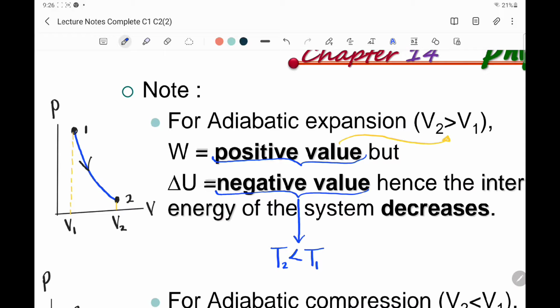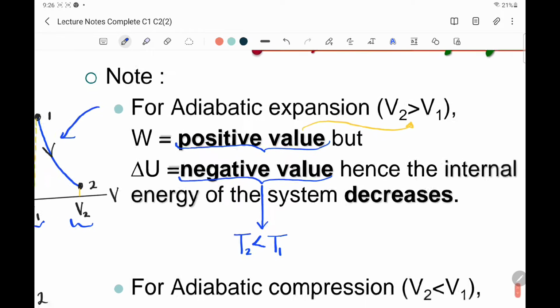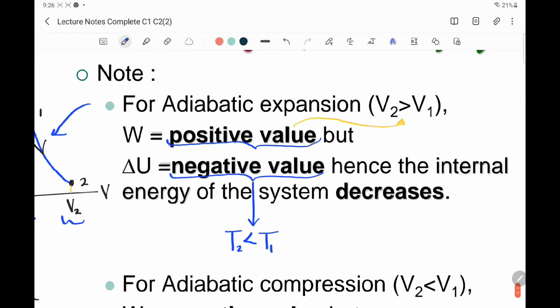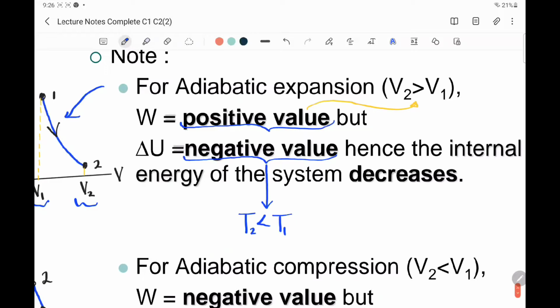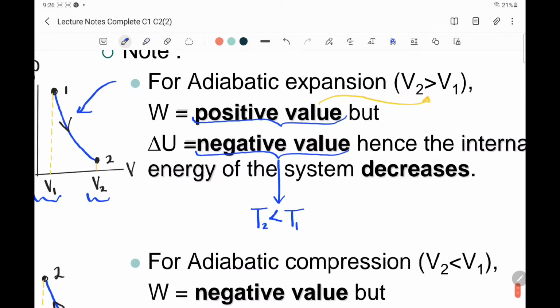For adiabatic expansion, if we look at the arrow of the process, volume 2, final volume, is greater than initial volume V1. So work done is a positive value and delta U is a negative value. Hence, the internal energy of the system decreases. The internal energy depends on the temperature. T2, temperature at final state, is less than T1.